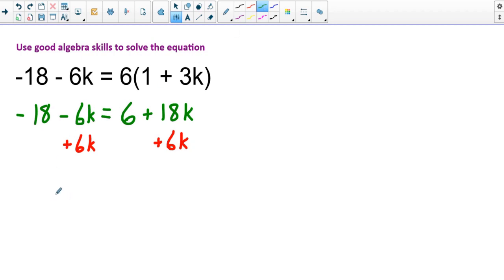These are going to cancel. I'm just left with that negative 18, so bring that down. Same thing with this 6, just bring down that 6. Over here, I've got 18k plus 6k, so this gives me 24k. I'm just trying to get that k, that variable, by itself to solve the equation. Next, I can get rid of this 6 by doing the opposite, subtracting 6 from both sides. Negative 18 minus 6 gives me negative 24.